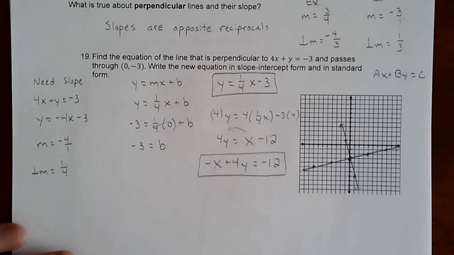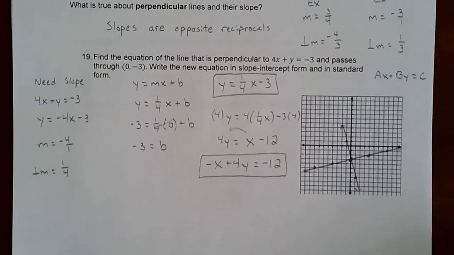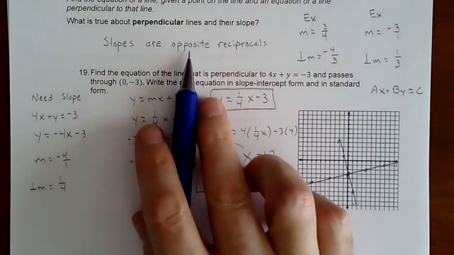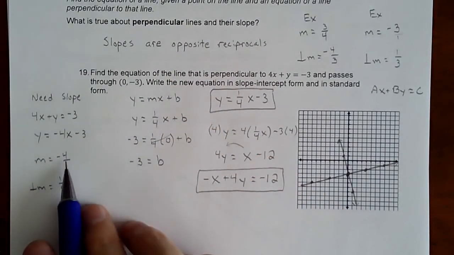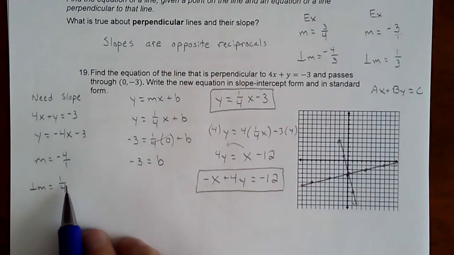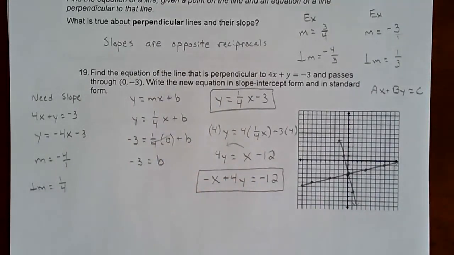All right, so that was talking about a perpendicular, and don't forget that a perpendicular is take whatever slope the original equation has and do the opposite reciprocal, and then everything else is exactly the same as all the other problems of creating equations.